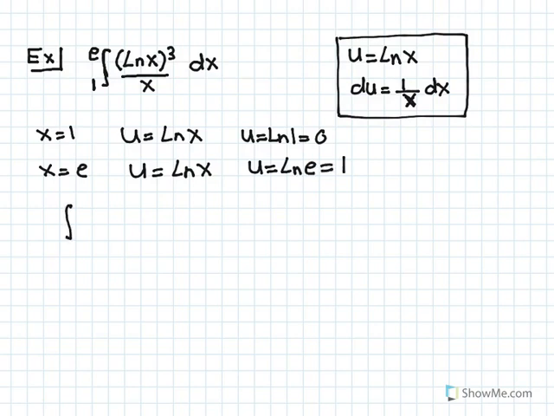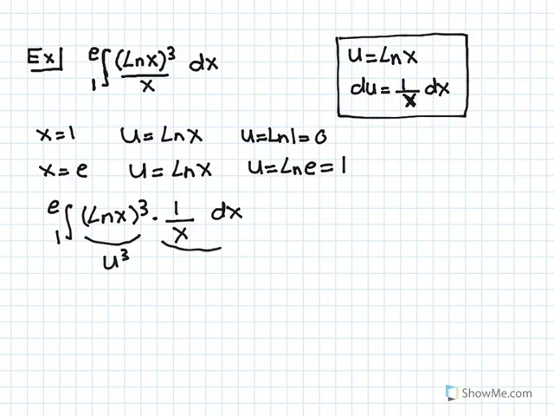So what we have is the integral from 1 to e of (log x) cubed. Let's rewrite this in a way that makes it easier to see the substitution, times 1 over x dx. Now this part is going to be u cubed. And this part, 1 over x dx, that's just du. So this is equal to the integral from 0 to 1, transforming the limits, of u cubed du.